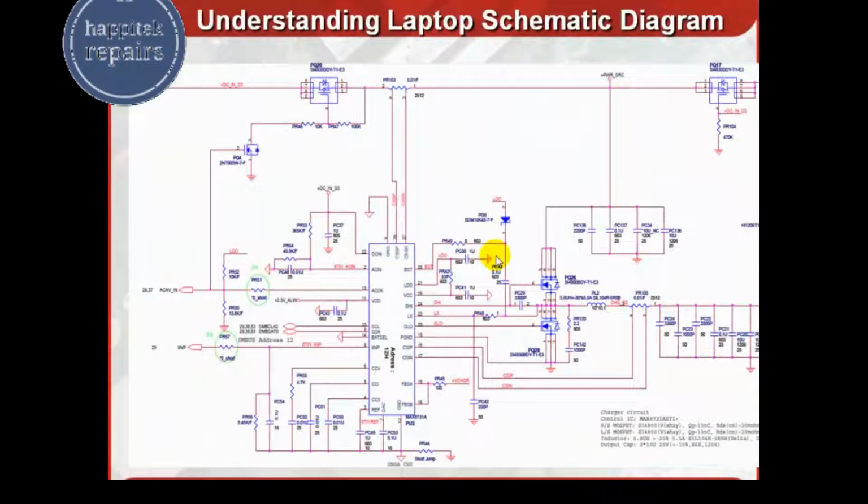In a laptop schematic, you can find this type of diagram. But before viewing the diagram, you have to understand all the components. What is the meaning of this? What is the work of this? What component is this? Capacitor, diode and all. This is a MOSFET, this is ICs. We will understand shortly the function of these.